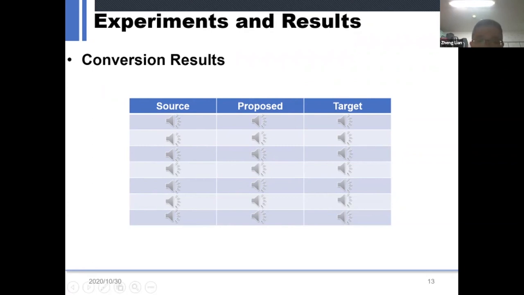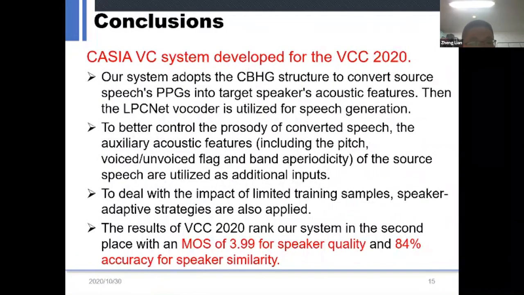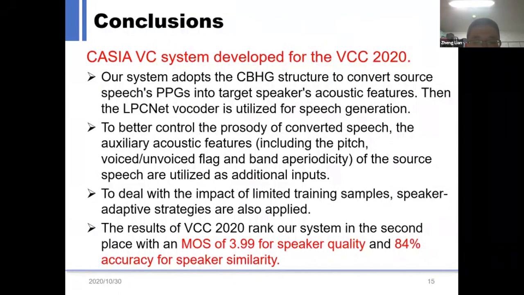Finally, we conclude the whole paper. In this paper, we present our CASIA voice conversion system developed for the Voice Conversion Challenge 2020. Our system adopts the CBH structure to convert source speech PPGs into talking speech acoustic features. Then the LPCNet vocoder is utilized for speech generation. To better control the prosody of converted speech, other acoustic features, including the pitch, the voiced/unvoiced flag, and the BAP of the source speech, are utilized as additional inputs. To deal with the impact of limited training samples, speaker adaptive strategies are also applied.